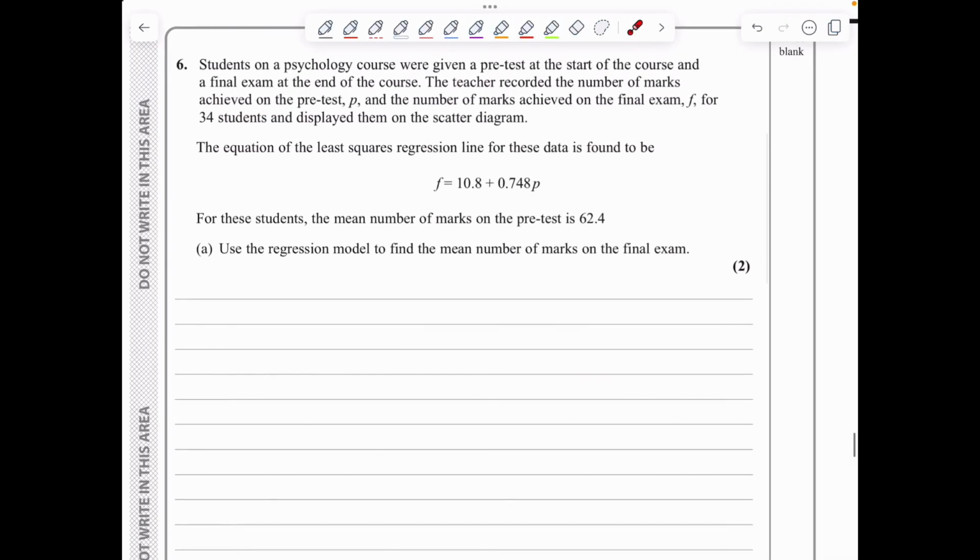In question 6, we've got students on a psychology course given a pre-test at the start of the course and a final exam at the end of the course. We've got a teacher recording the pre-test and the final exam results for 34 students, and we've got the least squares regression line shown here.